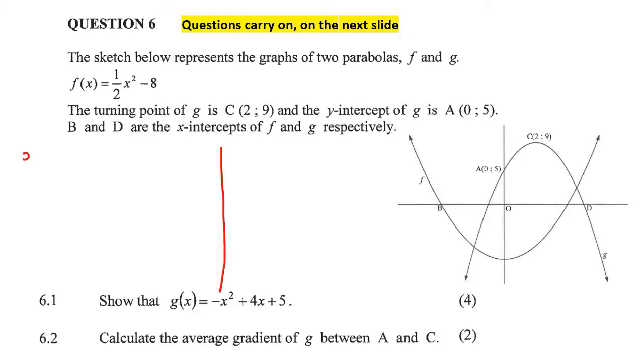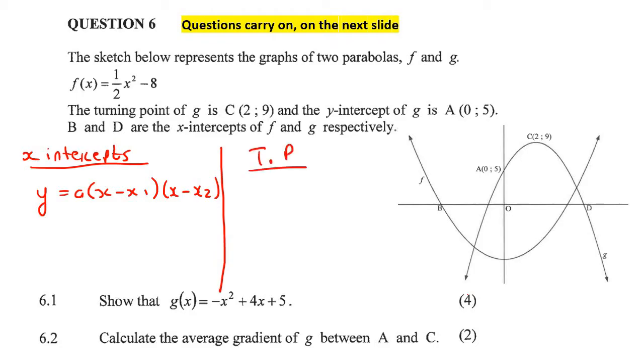If they give you the x-intercepts, both of them, well, sometimes there is only one if it turns on the x-axis, but that's another story. If they give you the x-intercepts, use this formula. Don't forget the a. If they give you the turning point, then you use this one. That is how we do this for parabolas.